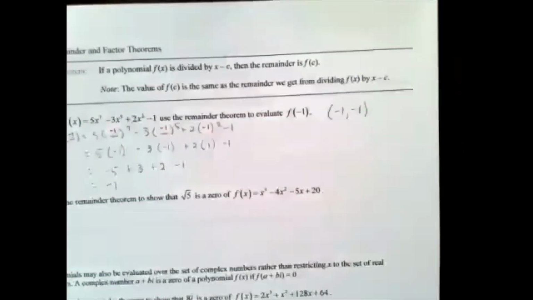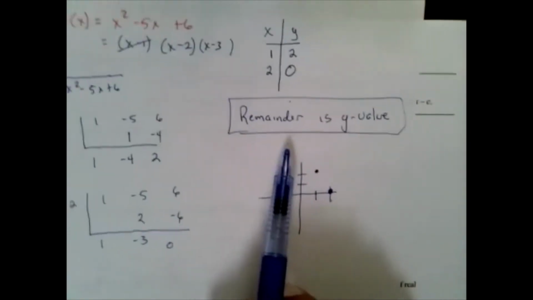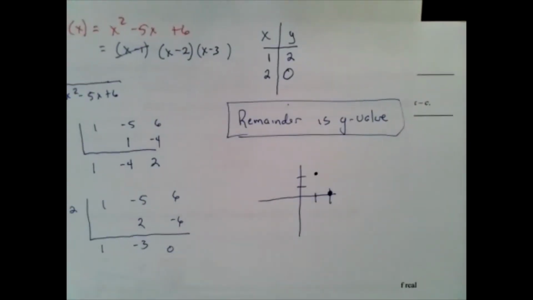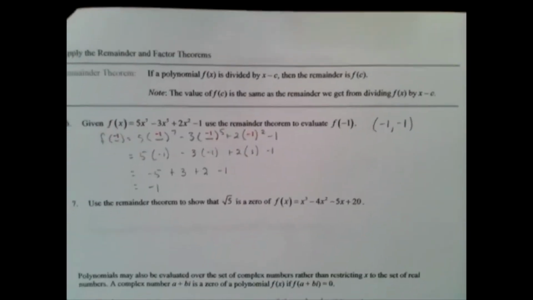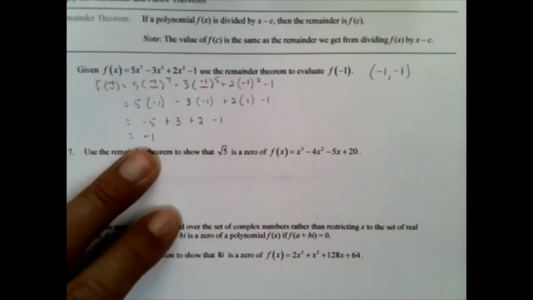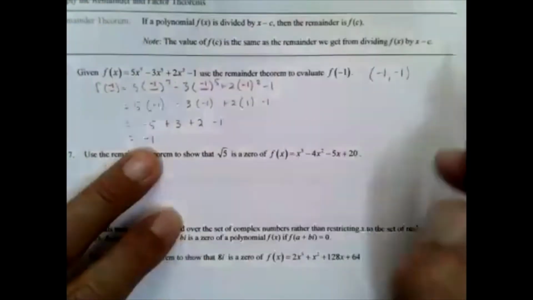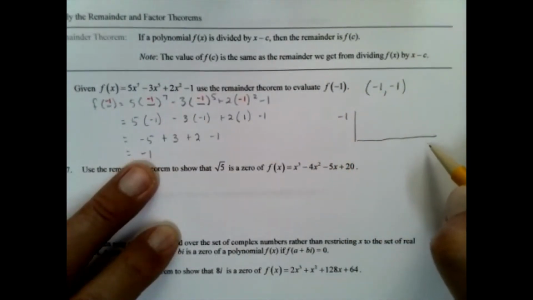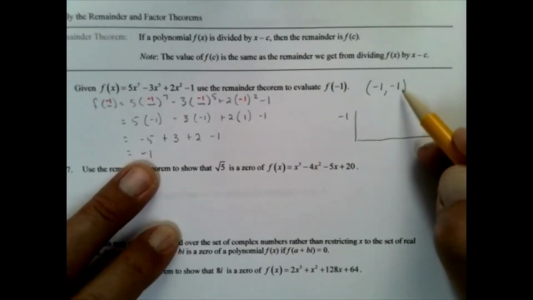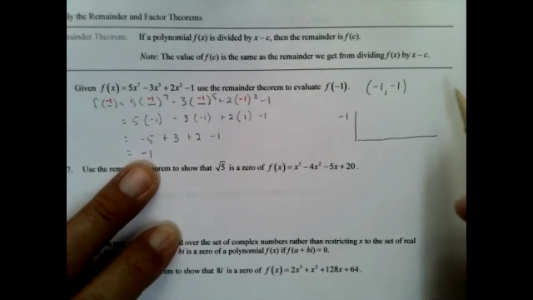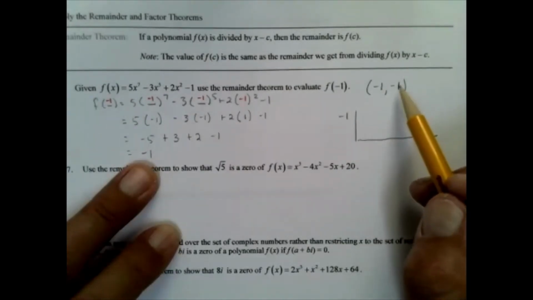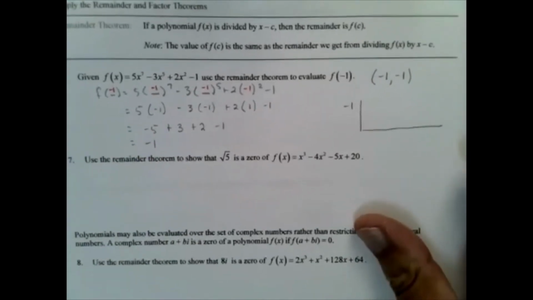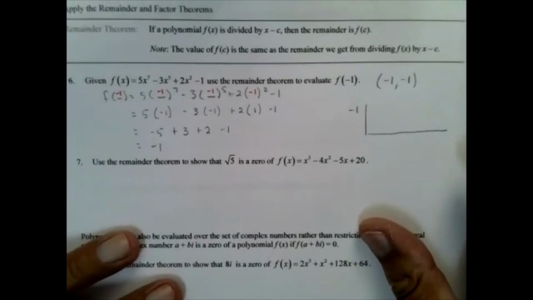That's quite a bit to take in, but this is what I want you to remember. The remainder is also the y value. I found this y value to be negative 1, which means if I would have plugged negative 1 into this, my remainder over here should be negative 1 because it's also the y value. A great example there, Miss Miller, the author of our book, because these are both the same number.